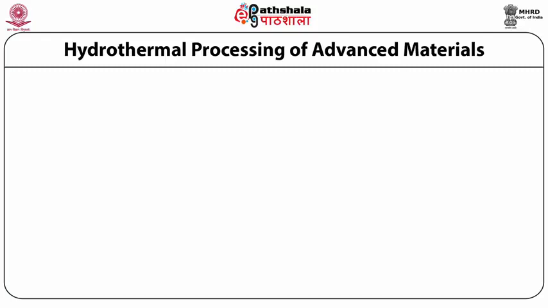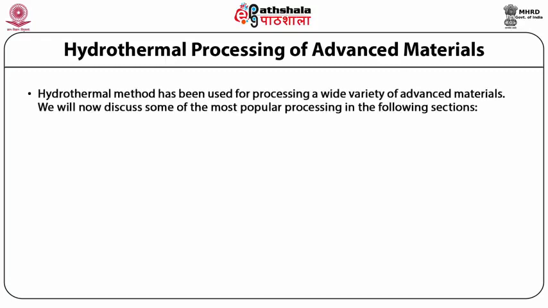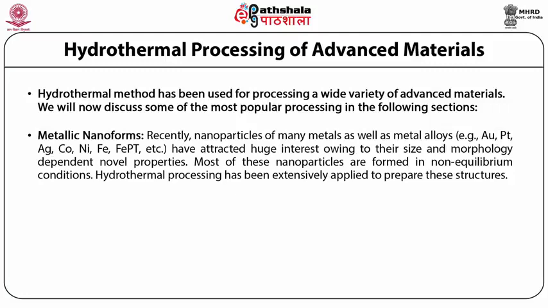We will now move on to hydrothermal processing of advanced materials. The hydrothermal method has been used for processing a wide variety of advanced materials. We will now discuss some of the most popular processing in the following sections. First is the metallic nanoforms. Recently, nanoparticles of many metals as well as metal alloys, for example gold, platinum, silver, cobalt, nickel, iron, FePt, etc., have attracted huge interest owing to their size and morphology dependent novel properties. Most of these nanoparticles are formed in non-equilibrium conditions.